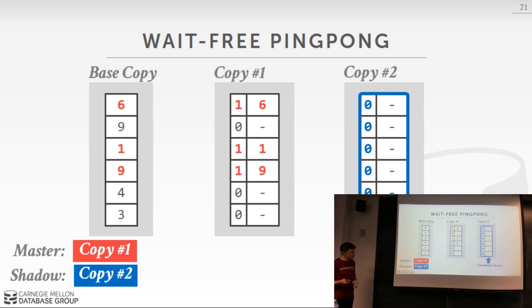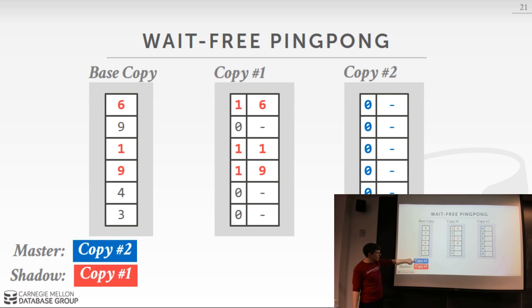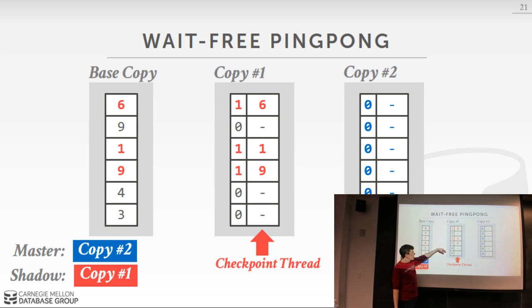All right, so now again, I'll do my flip here. Copy two now becomes the new master. Copy one is the shadow, and so my checkpoint thread wants to read this thing and write this thing out. But now, what's the problem here?